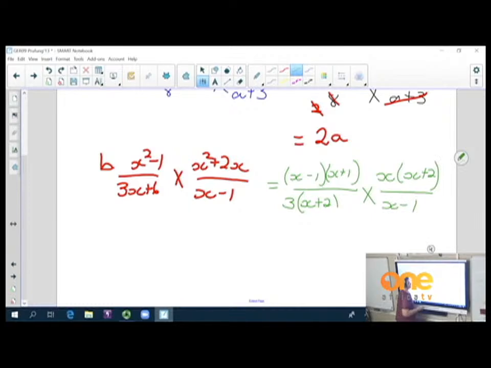Everything is now multiplication, so now we can cancel. Right, what will cancel? This one and this one. What I do at the bottom, I must do at the top. This one and this one will cancel out, so it is x plus 1 over 3.